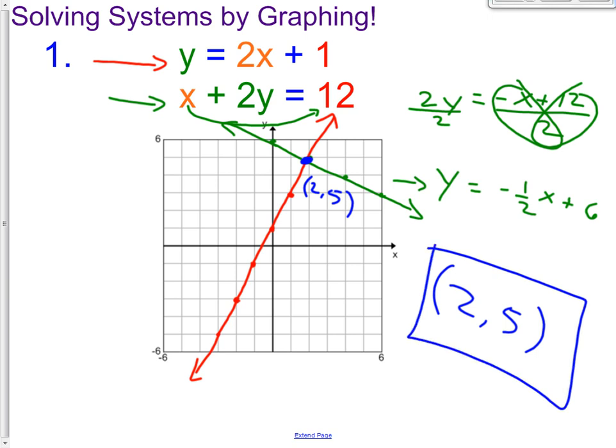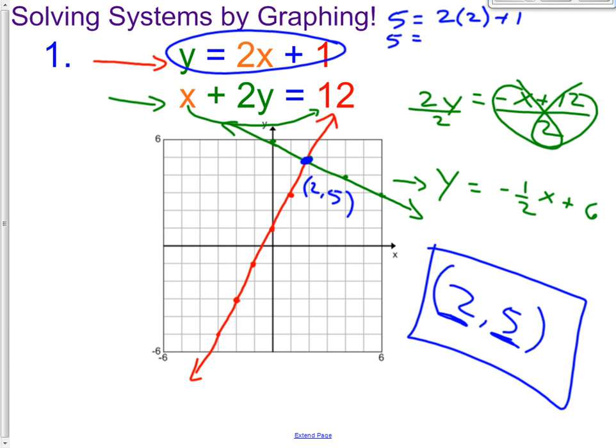These are very, very simple to check, and I would recommend that you check every single one of these on a test. All you need to do is put this in for x and put this in for y, and see if the left side equals the right side. So we'll do that on this first one. Y equals 2x plus 1. Well, I now know that y is 5, so now 5 equals 2 times x, 2 times 2, plus 1. So now I get 5 equals 4 plus 1 is 5. 5 equals 5, it checks.